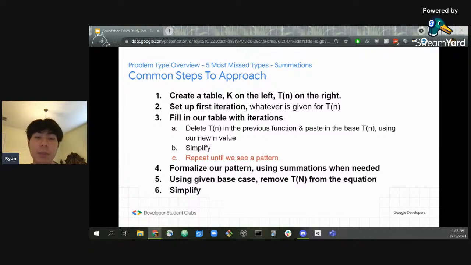The fifth step I have is to use the given base case. For every recurrence relation, what you're going to want to do is get rid of the t of n, get rid of the k's, and put everything in terms of n. Indeed, if you're finding the runtime for a normal function, not a recursive one, you're usually going to be very accustomed to the O of n, the O of n squared, etc. And just like those, a recursive function will also need to be represented in terms of n. And the last but certainly not least step is to simplify.